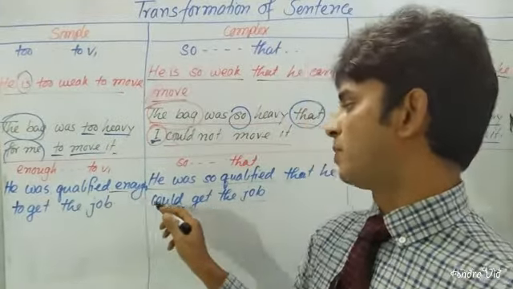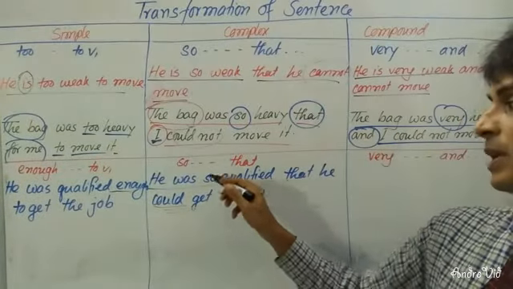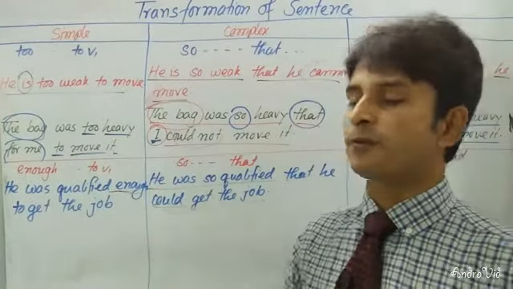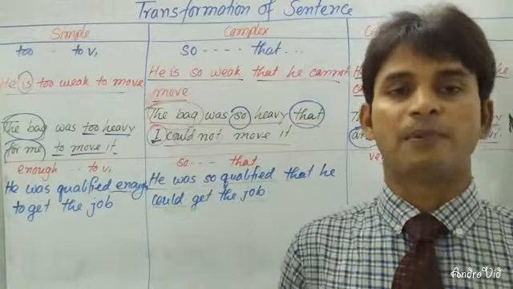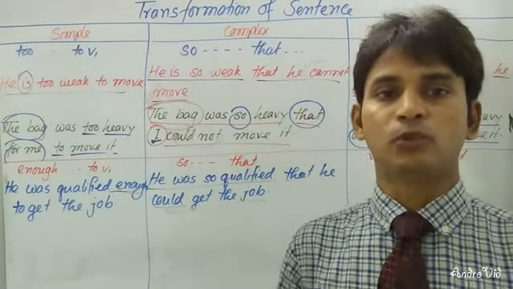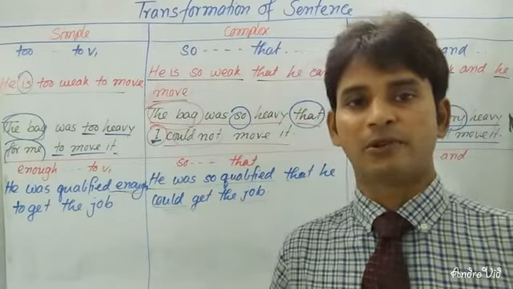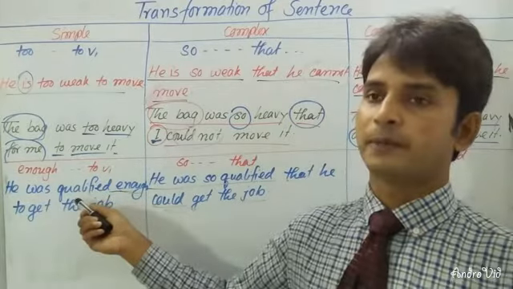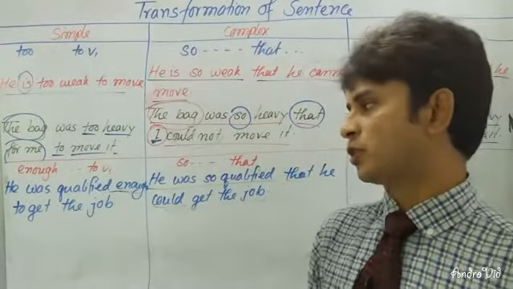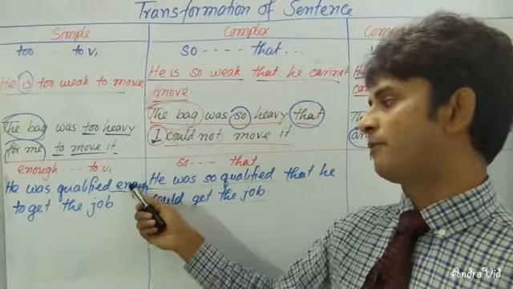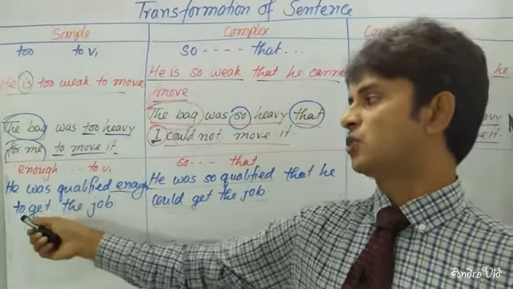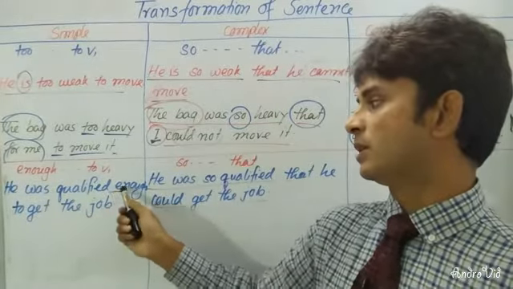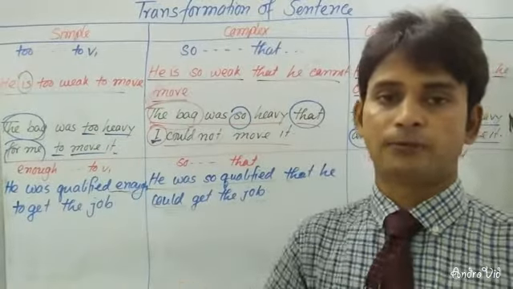If there is an affirmative sentence and there is so that in complex, you will have to use enough then to, and enough will be used after the adjective and before the noun. I am going to repeat it: you will have to use enough before a noun and after an adjective. So qualified is an adjective, so I have used here: he was qualified enough to get the job. And if there is could not, then I would have to use too instead of so, enough.